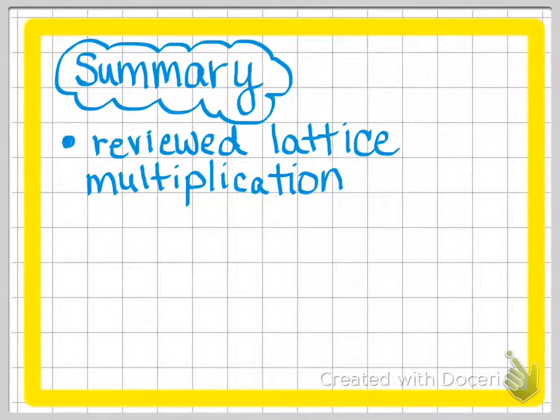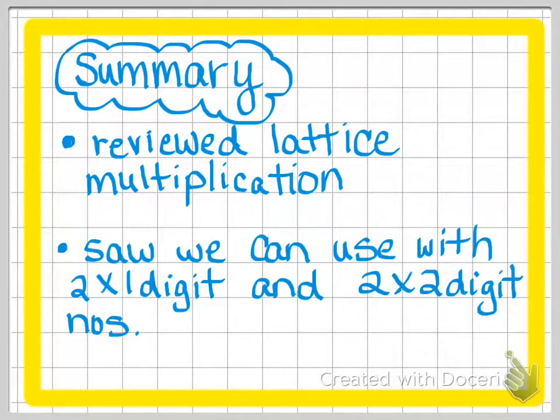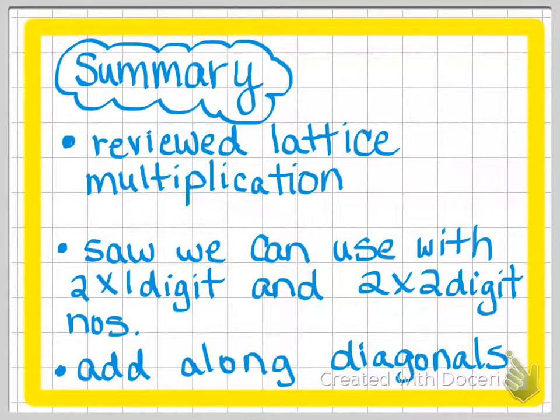Okay, to summarize, we reviewed lattice multiplication today, and for those of you that had not seen it before, you learned lattice multiplication. We saw we can use this method with a 2-digit times a 1-digit problem and a 2-digit times a 2-digit problem. And we also learned that we need to add along the diagonals once we do all of our multiplication.